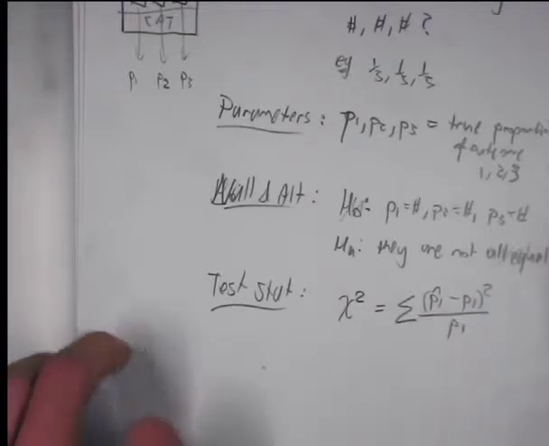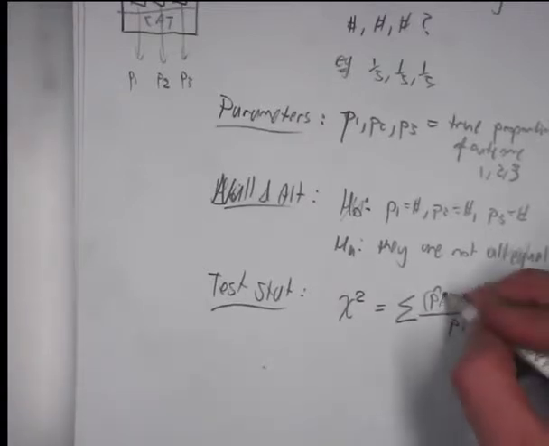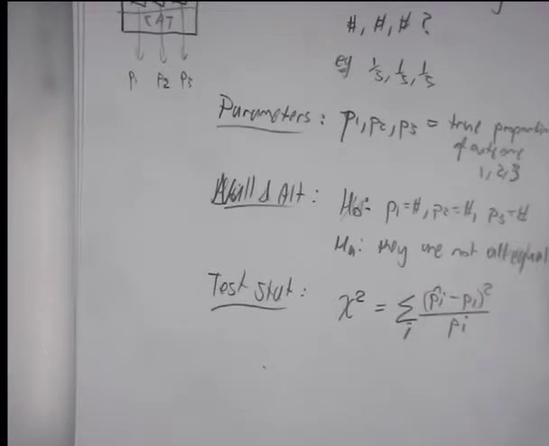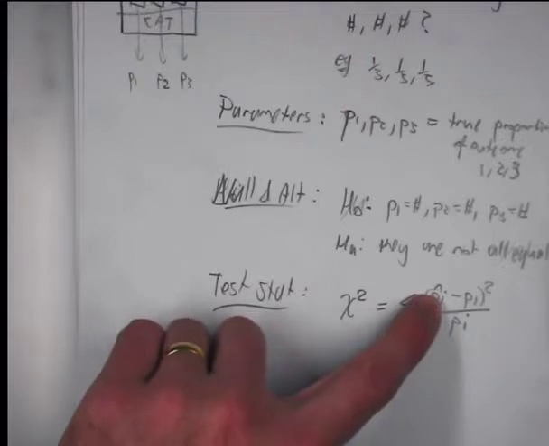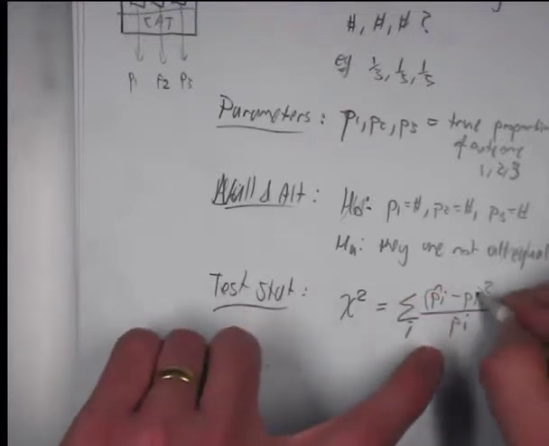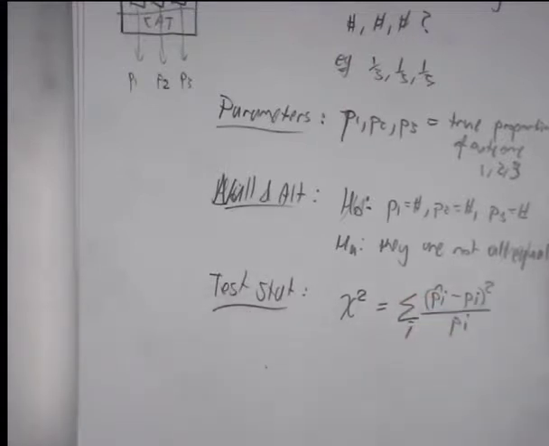the sum for all the i's. That's what it is. It's the sum for all the different categories of the estimated one from your sample minus the one you think it is in the hypothesis squared divided by that. So observed minus expected squared divided by expected. The same with all chi-squared tests.